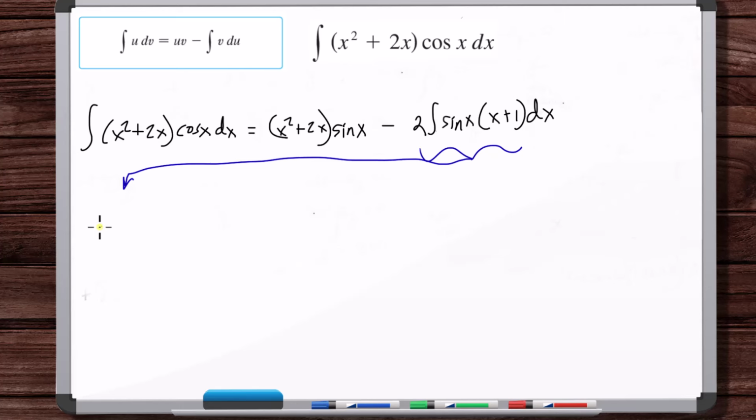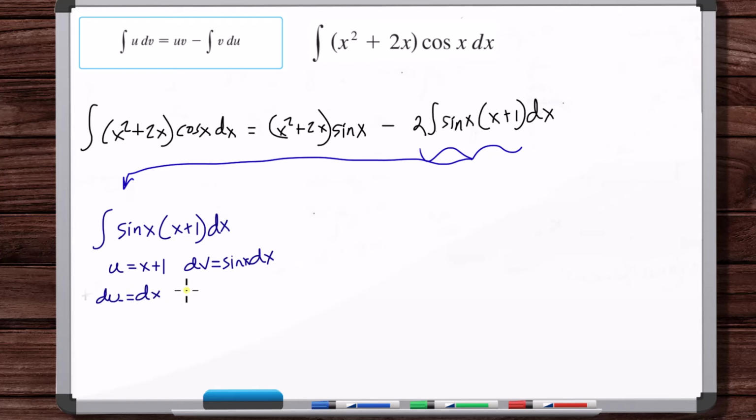We want to get the integral of sine x times x plus 1 dx. All right, so u is equal to x plus 1, dv is equal to sine x dx, du is just going to be equal to dx, v is minus cosine x, right?